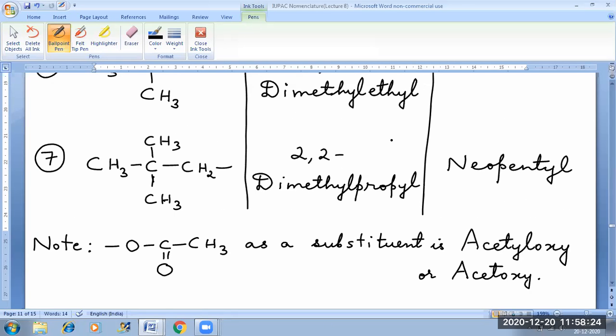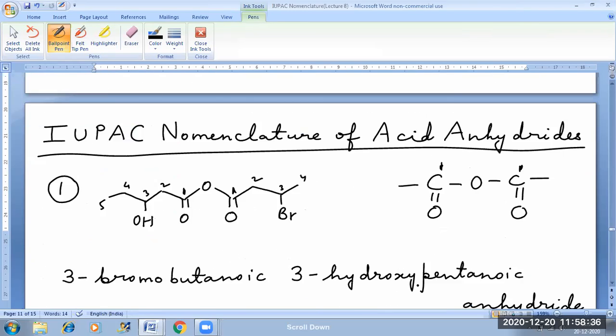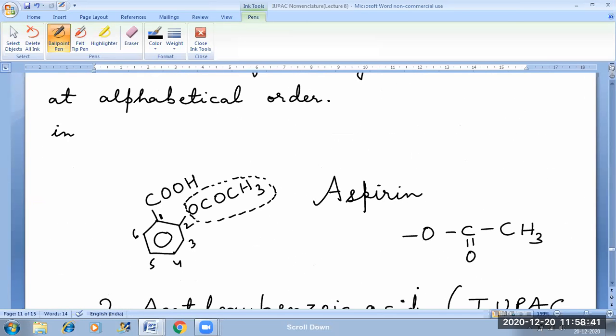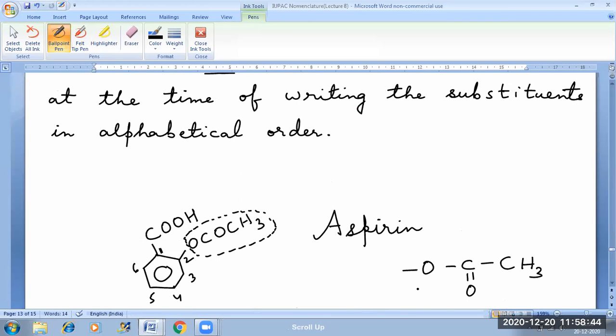Acetyl oxy or acetoxy. Now, where do we use this? I'll give you an example to show you the requirement of this kind of substituent. Why should we know this? Now, see, let's say I have a compound like this. Now this compound contains a benzene ring. Also it contains COOH attached to the benzene ring, and also it contains OCOCH3 attached to the benzene ring.